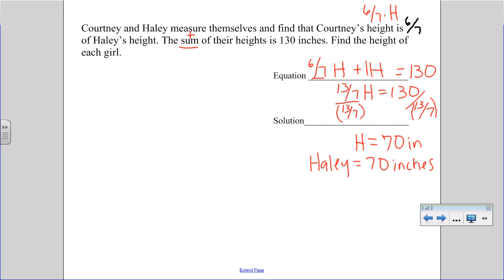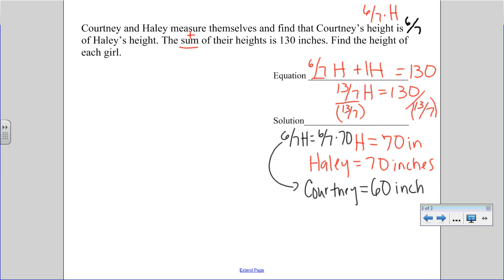I want to stop and think, does this make sense? Well, 70 inches, if I divide that by 12, that gives me 5 feet and 10 inches. 5 feet 10 inches is a tall girl, but it's not abnormally tall. This answer seems reasonable. I now need to find Courtney. Well, Courtney is 6/7 H, would be 6/7 times 70. That'll give me my Courtney height. And so 6/7 times 70 gives me 60 inches. And those both seem reasonable. If we look, 70 plus 60 does equal the 130.